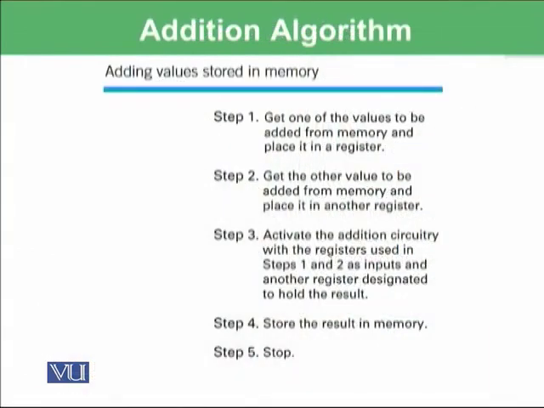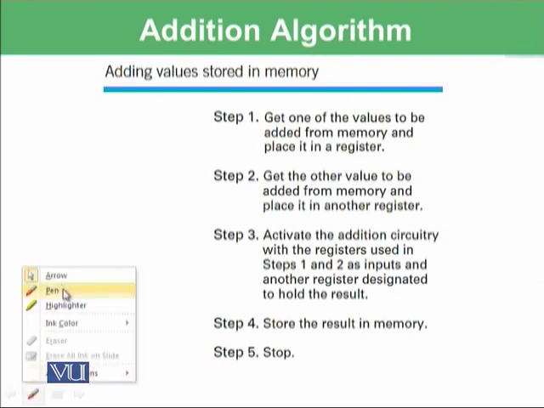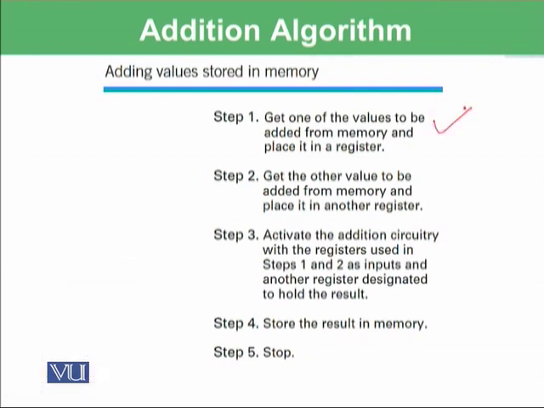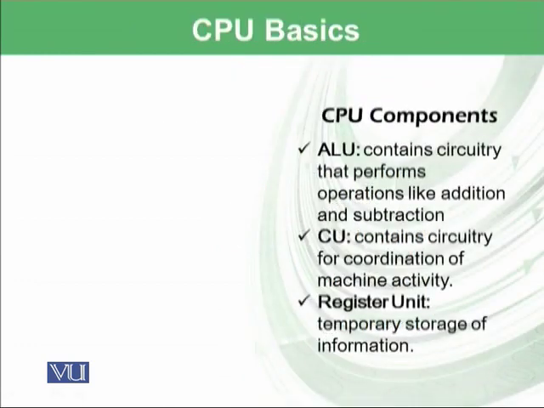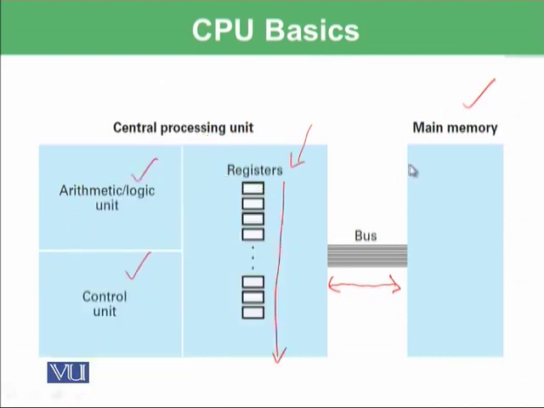So for example, if we want to see how two numbers are added within the computer, of course it would be done by the central processing unit, the processor. The first step would be to get the first number from main memory. The second step would be to get the second number from main memory, and the third step would be to activate the addition circuitry within the CPU and then store the result in memory, and then at the end there is a stop. So whatever information we want to see is available in main memory.